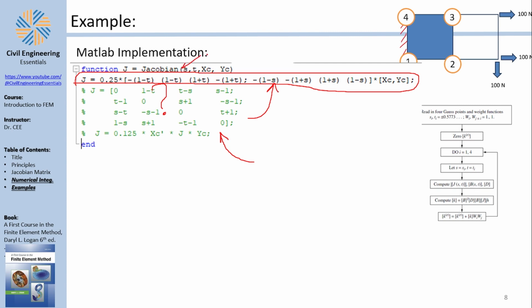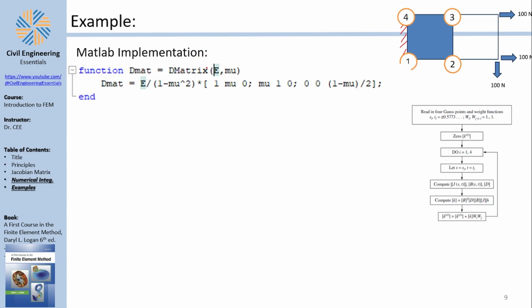You need S, T, coordinates X, coordinates Y, which is as you see. Then you need to find the D matrix. D matrix is just a material matrix. It's 1, nu, 1, and whatever. This is the stuff that we have learned in our first 2D problem, which I think was called the constant strain triangle. I will put a link on the top right.